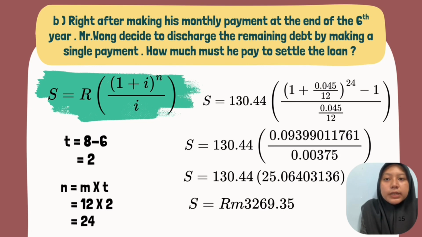Question B. After making his monthly payment at the end of the 6 years, Mr. Wong decided to discharge the remaining debt by making a single payment. So, how much did he pay to settle the loan? At first, we use formula S equal R [(1 plus I) power of n minus 1] per I. For the T, 8 minus 6 and we get 2 years. To get the n, we need to calculate 12 multiplied by 2 and we get 24. After substituting the numbers into the formula, we get the answer 3,296 ringgit and 35 cents.